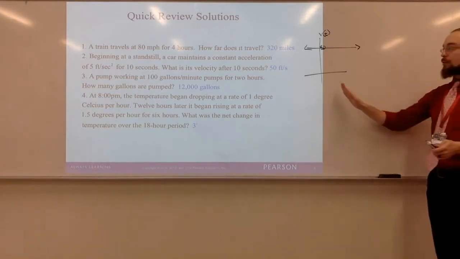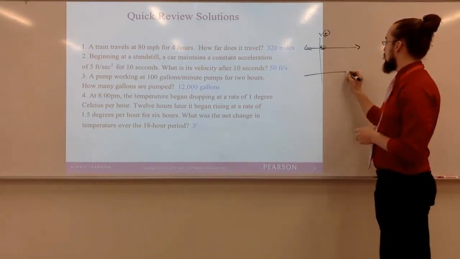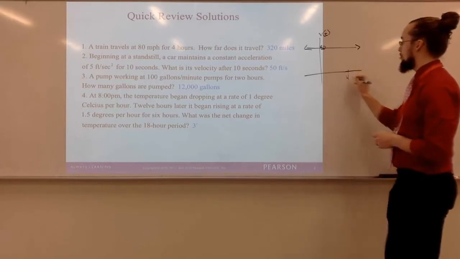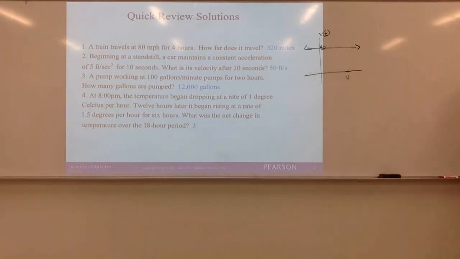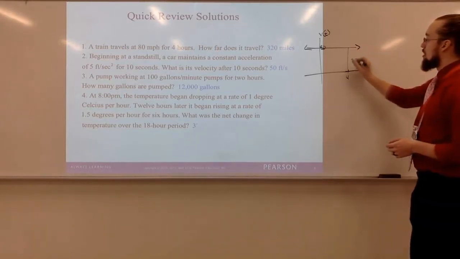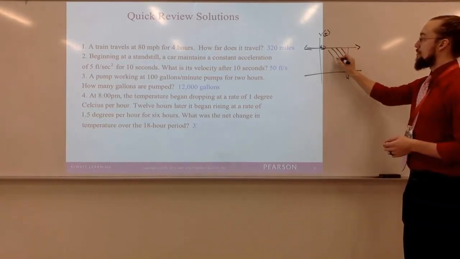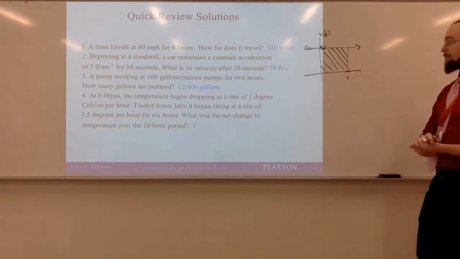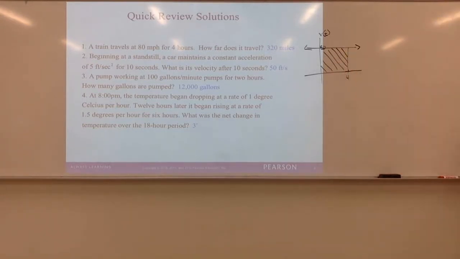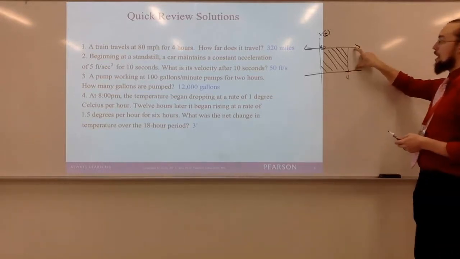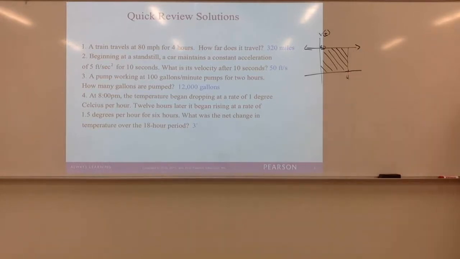Well, if I want to figure out how far it traveled after 4 hours, I can say that the 4-hour mark is here on my time axis. What I can do is find this area, the area under the curve. This is just a rectangle, right? That's 4 by 80. So 4 times 80 gets me that it traveled 320 miles.